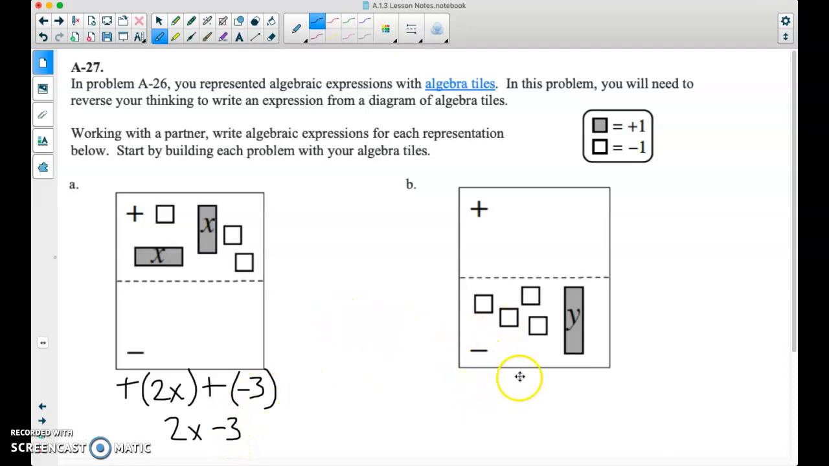As we move on to part B, we have a y that's shaded, so it's a positive y. We are in the negative region, so let's write that first one as a minus a positive y. And then we have, again, minus because we're in the minus region here. And then we have 1, 2, 3, 4 of our negative unit tiles. So that would put us at negative 4. Again, if we're subtracting a negative, that turns positive. So we would have minus y plus 4 for this expression.